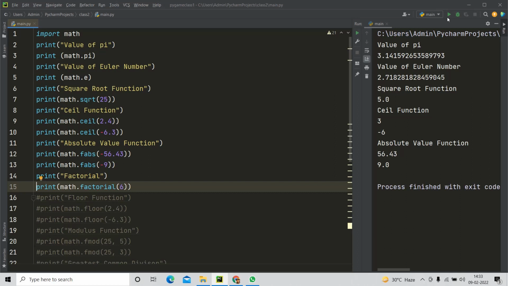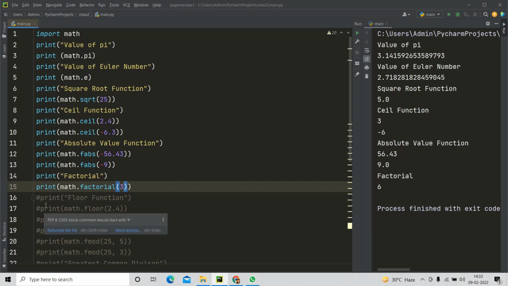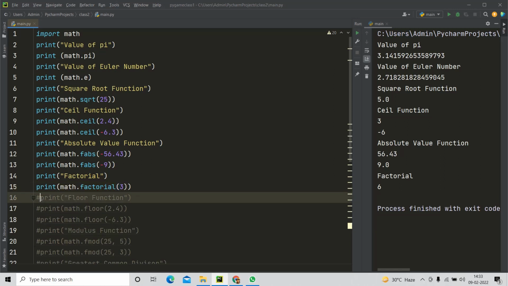So if it is factorial of 6, then it is nothing but 1 into 2 into 3 into 4 into 5 into 6. So here it is showing 720. If you want to know very easily, I will write factorial of 3. 3 means 1 into 2 into 3. So 1 into 2 is 2, 2 into 3 is 6. So 6 should be my answer. Yeah, so 6 is coming as my answer. So factorial of a number is really clear here.